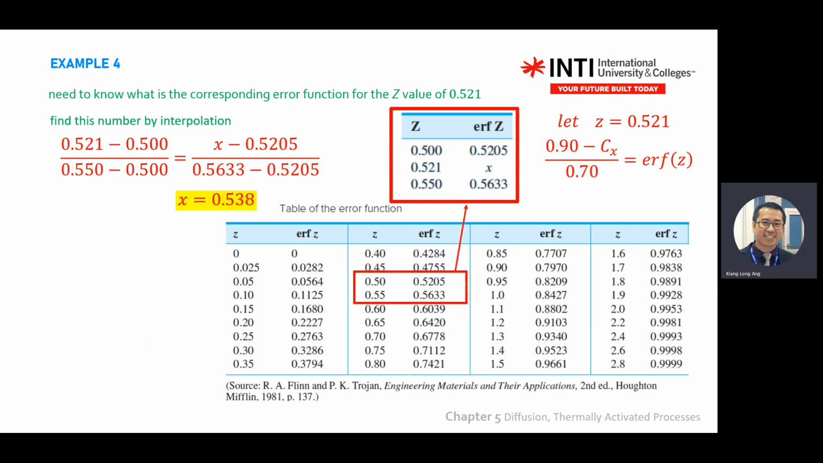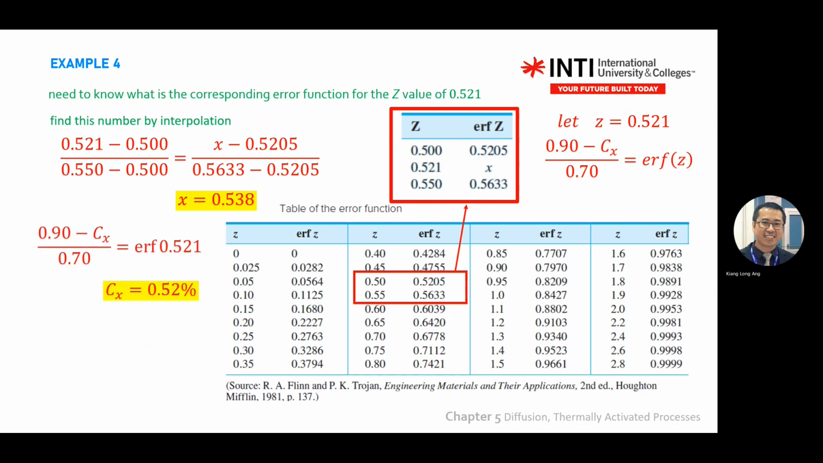Once you find your ERFZ, you go back to the equation just now. Just now your equation is 0.9 minus CX divided by 0.7 equal to ERFZ. So the value you find from the interpolation actually is the right-hand side answer. So only one is missing. The CX is missing. Okay. The answer is 0.52%.